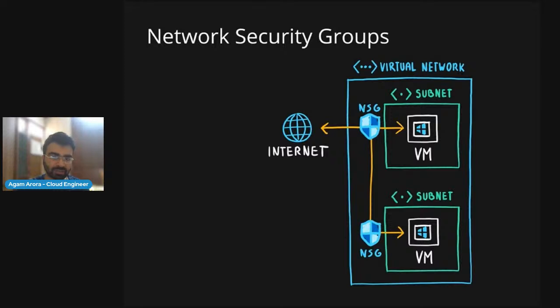Also, we can create NSGs between the two subnets. So if VM1 is compromised and some attacker is trying to jump into the other subnet, it will have to go through the other NSG again. So this is how a second layer of security is enabled.